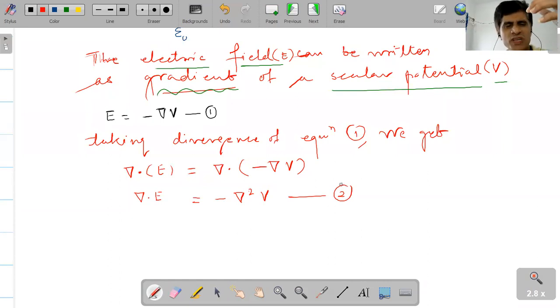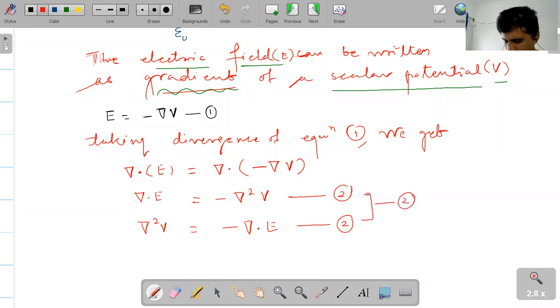Now equation 2, minus del square V, can be rewritten. Both are the same, only the position is changed. So del square V is equal to divergence of E. But what is the divergence of E? Rho upon epsilon naught. Perfect. Very good.